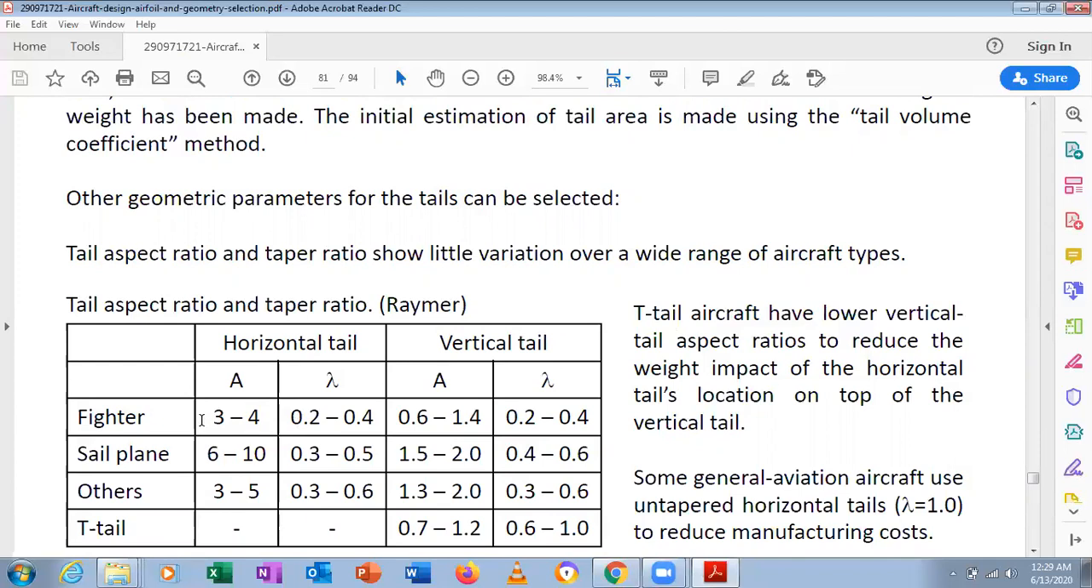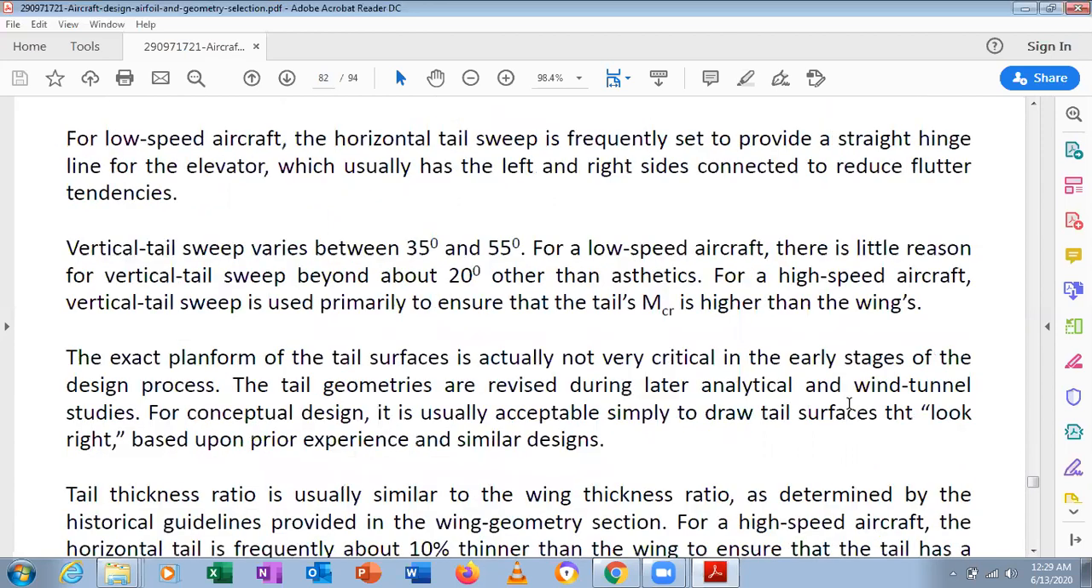For a fighter aircraft it should be 3 to 4, and for a sailplane 6 to 10. And we have 3 to 5, and lambda is 0.2 to 0.4, 0.3 to 0.5, 0.3 to 0.6, and aspect ratio 0.6 to 1.4, 1.5 to 2, 1.3 to 2, and 0.7 to 1.2. And lambda is called the taper ratio. So for general aviation aircraft, use untapered horizontal tails, that is lambda equal to 1.